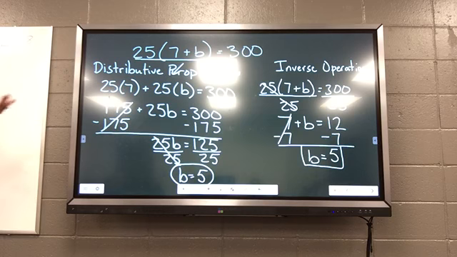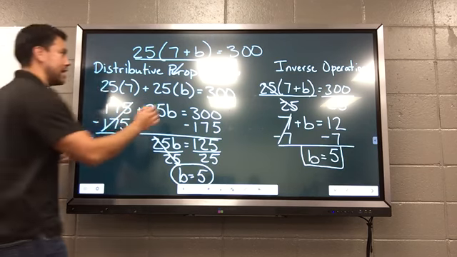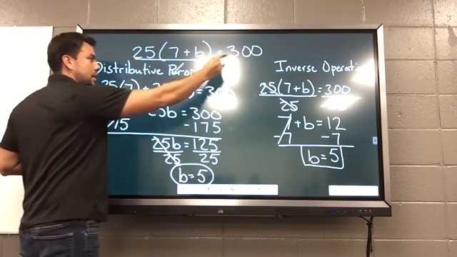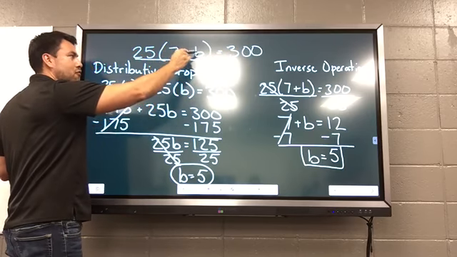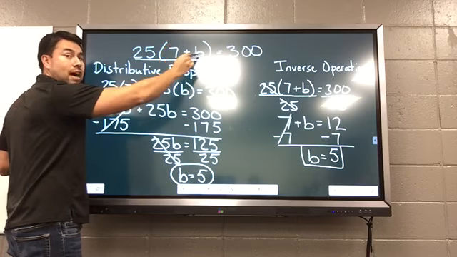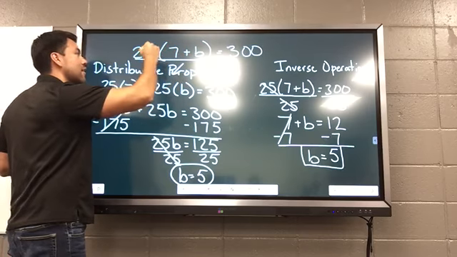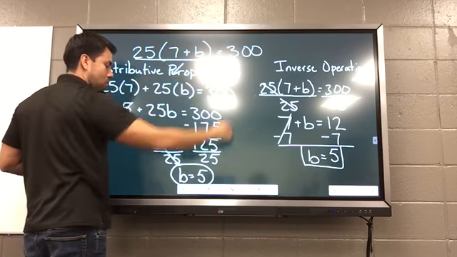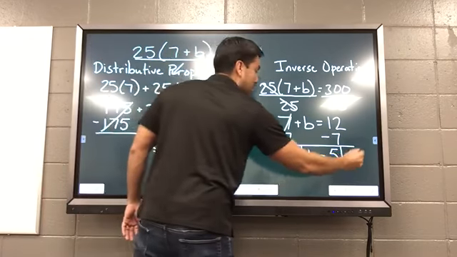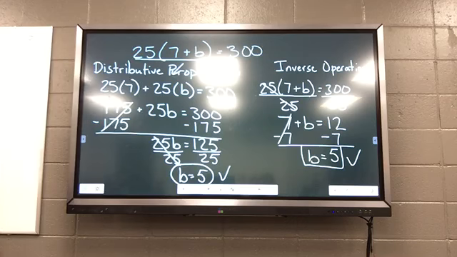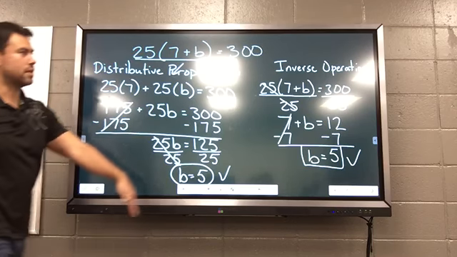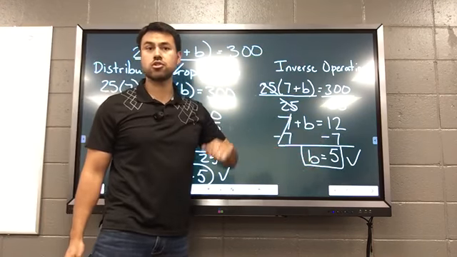Did we get the same answer, by the way? Is that the right answer? Maybe. I don't know. So we check it. In the original equation, we're going to put 5 for B. What's 7 plus 5? 12 times 25? So does it work? Yes. They're going to say use this property or use inverse operations. You should be able to do both.